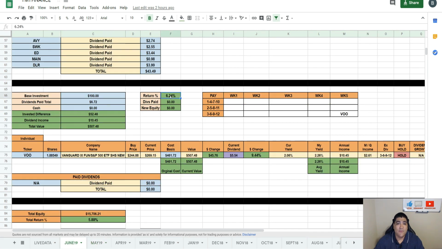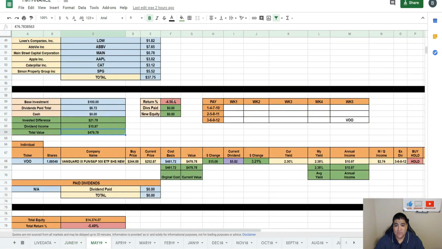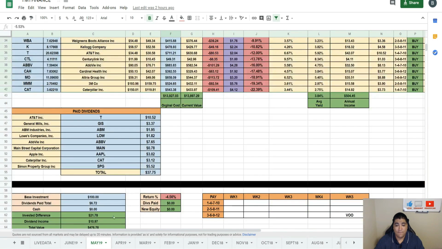Now this one specifically is the index, so I would say that the S&P 500 performed at a rate of return for the month of June of around 6.24%, whereas this Roth IRA performed at a gain of 5.81. Now last month the S&P 500 had only lost 4.56, whereas I did lose slightly more there, 5.43.